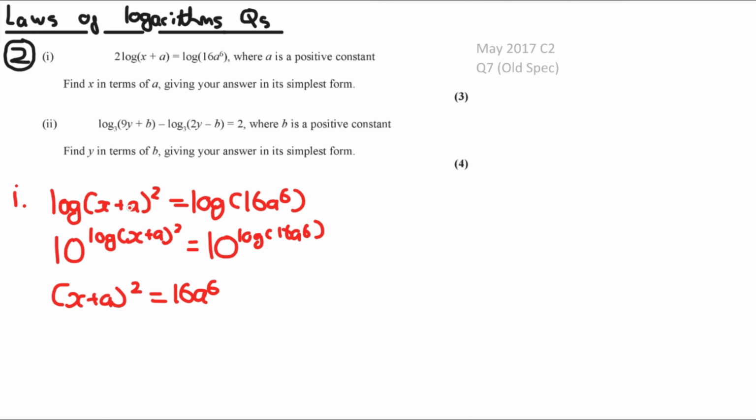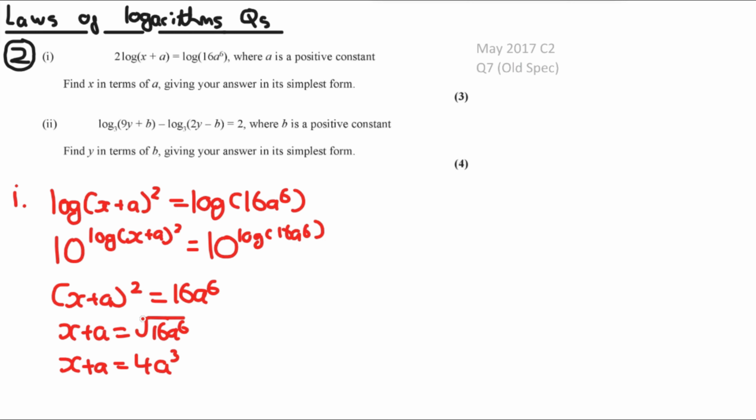Now I must admit, this next bit I didn't actually get straight away. I kind of had to look at the mark scheme a bit because I didn't immediately see this. The first thing I tried to do was expand this bracket, although I did kind of realise straight away that it would be a bit of a weird idea, because this is a really high power, and when you're introducing x squared and a to the power of 2, stuff like that, it's just going to get more and more complicated. So the thing you actually do here is square root both sides. This is going to be x plus a, and this is going to be the square root of 16a to the power of 6, which is going to be equal to 4a to the power of 3.